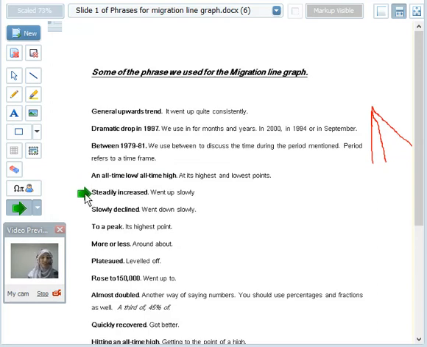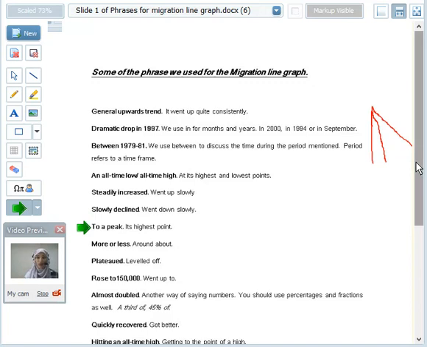And then we've got steadily increase. So if something goes up steadily, it goes up slowly. Again, here we've got slowly declined, and we talk about things going down slowly. To a peak. When we talk about a peak, we talk about its highest point.